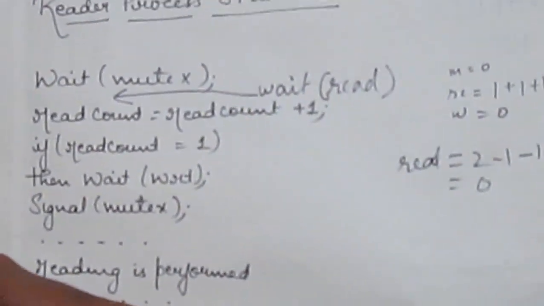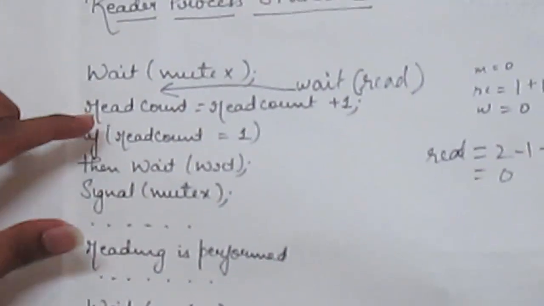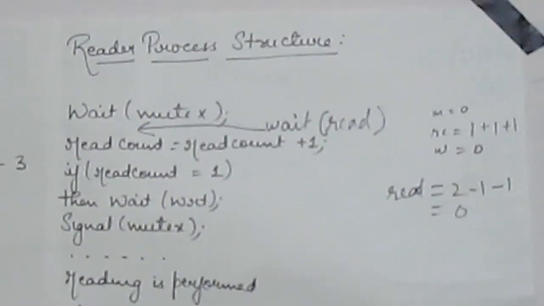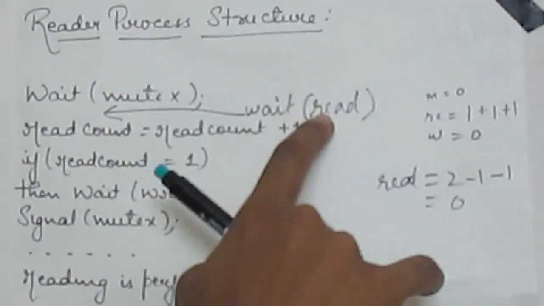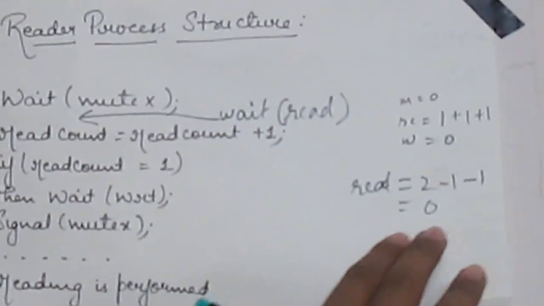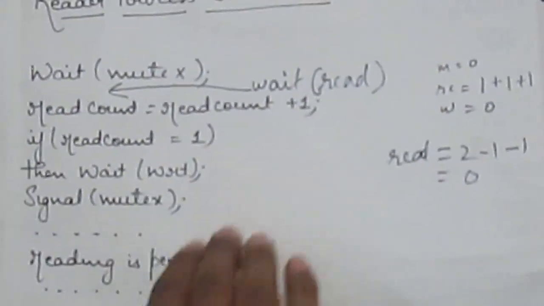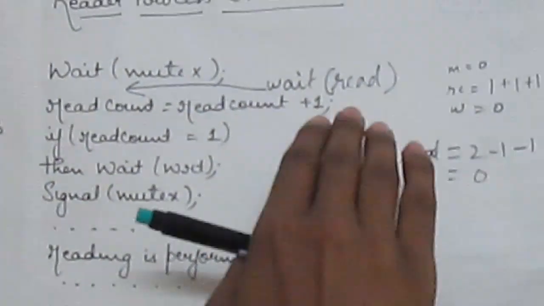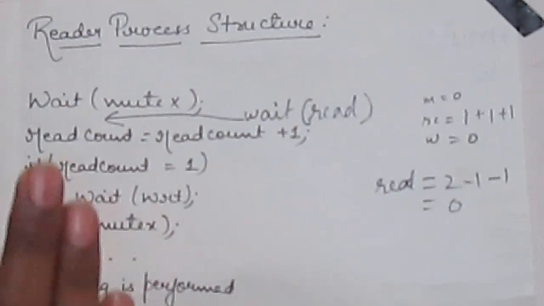If another one tries to come, let's say if a 4th reader tries to come inside this critical section, then he has to go through the wait condition, and as read is 0, it will simply keep on looping there. It cannot enter into the critical section. So this is how we restricted the number of readers entering into the critical section.